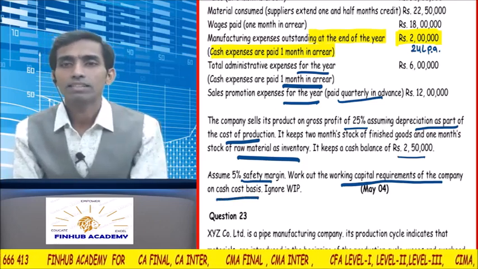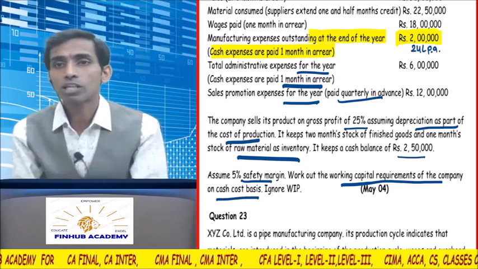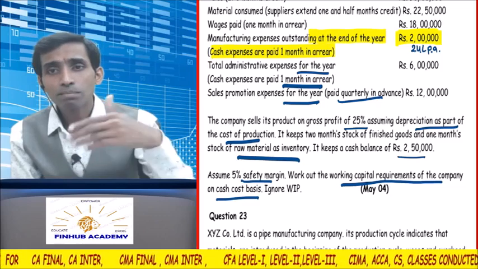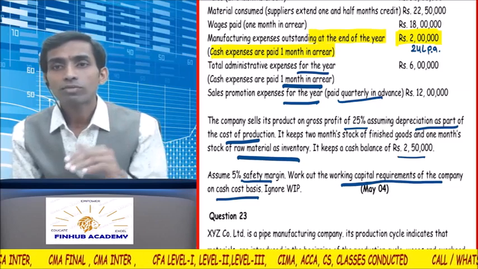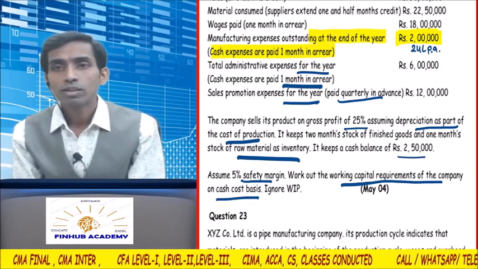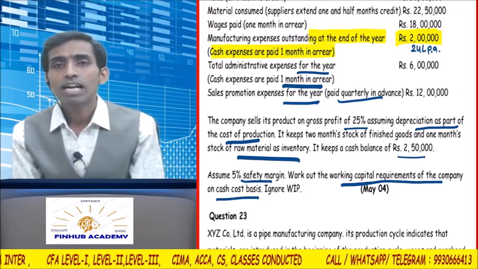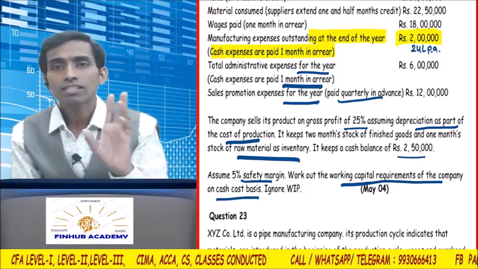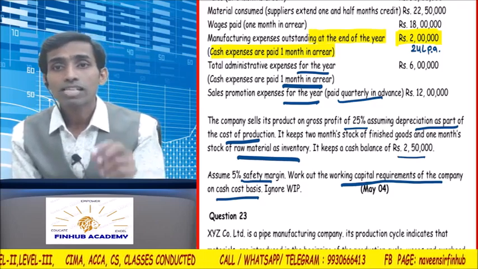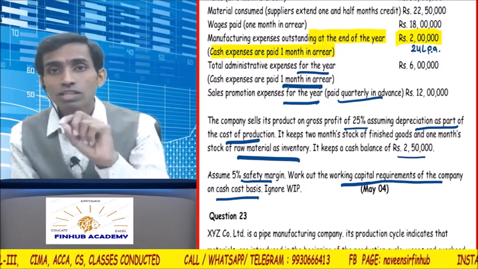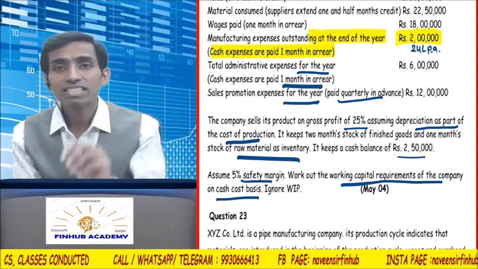Ignore WIP. So what is given? The company sells the product at 25% gross profit. Depreciation of the machine is part of cost of production, so it is part of the trading account. There is a 5% safety margin, which we are seeing for the first time, and you have to solve the sum on cash cost basis. So I will make a trading account first, because they have not given us the depreciation amount.